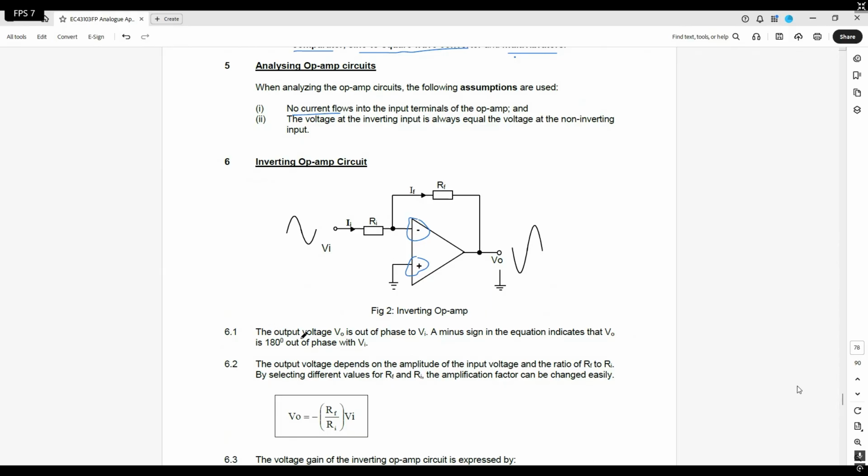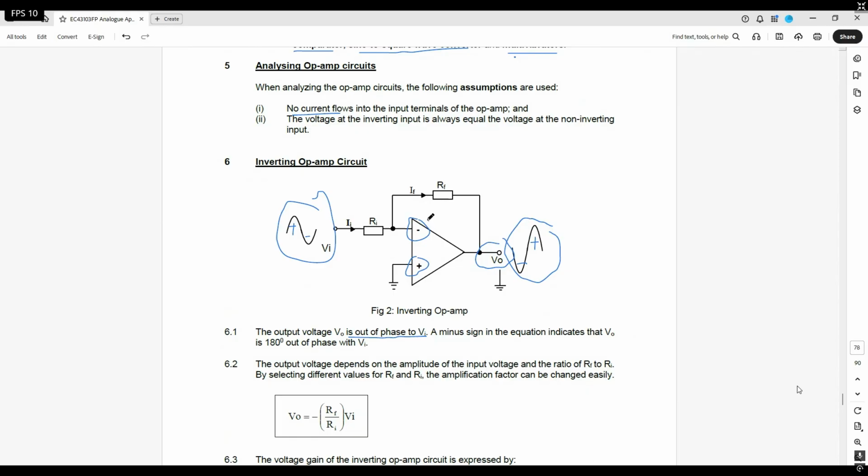Then the second point here is the output voltage, VO. VO is over here, the output. It is out of phase with your Vin, your input. Obviously you see the phase change here if you look at the output waveform, which is 180 degrees out of phase. In other words, when this is on the positive half, your output goes to the negative half, and of course the opposite: the negative half becomes a positive half. So basically it's 180 degrees out of phase.